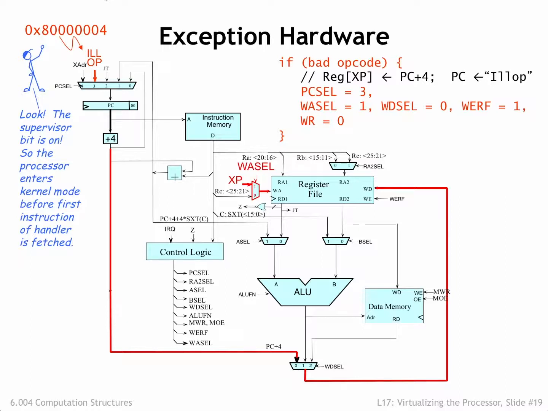As for interrupts, the execution of the current instruction is suspended, and the control signals are set to values to capture PC+4 in the XP register and set the PC to, in this case, hex 8000-0004. Note that bit 31 of the new PC, also known as the supervisor bit, is set to 1, meaning that the OS handler will have access to the kernel mode context.